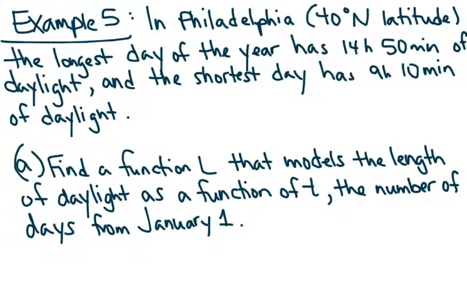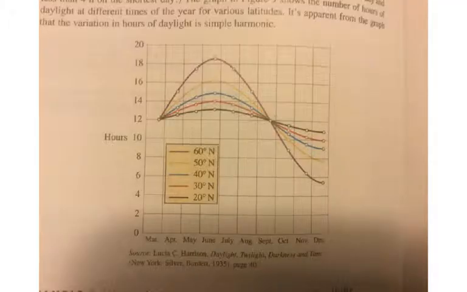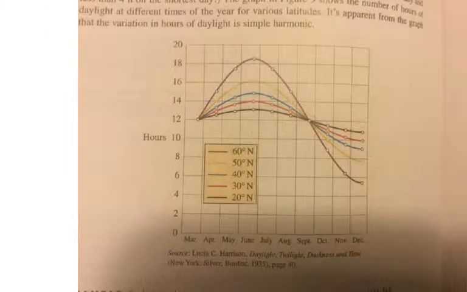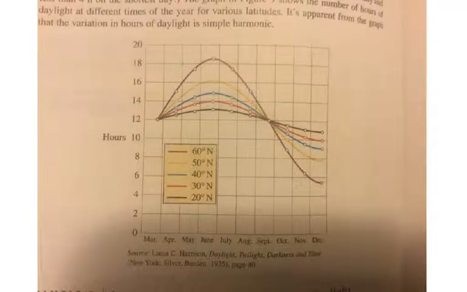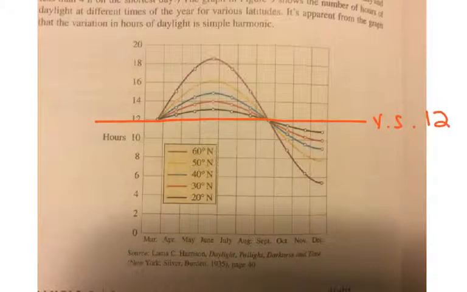Okay, so the first thing we need to do is, if you look at the graph on page 416, you'll see that our midline appears to be here. So we're going to say that our vertical shift is 12. Now, I also want you to notice the shape of the graph. I want you to notice that over here it seems to start on the vertical shift and it ends on the vertical shift. We're going to use a sine function to best represent this.